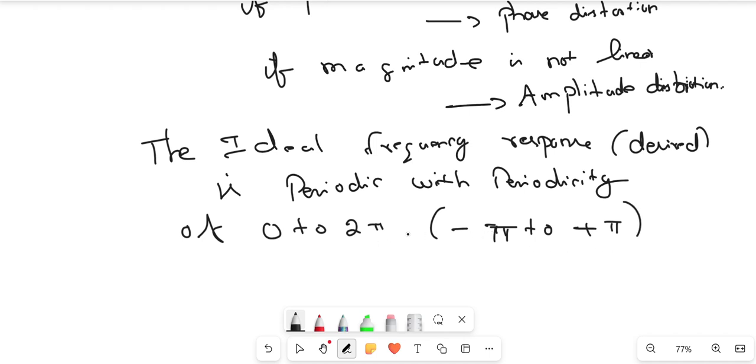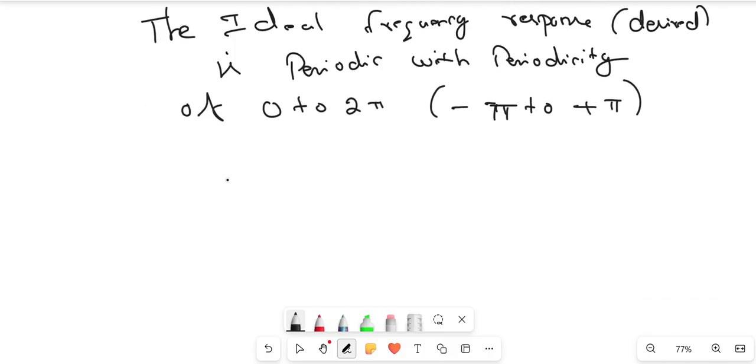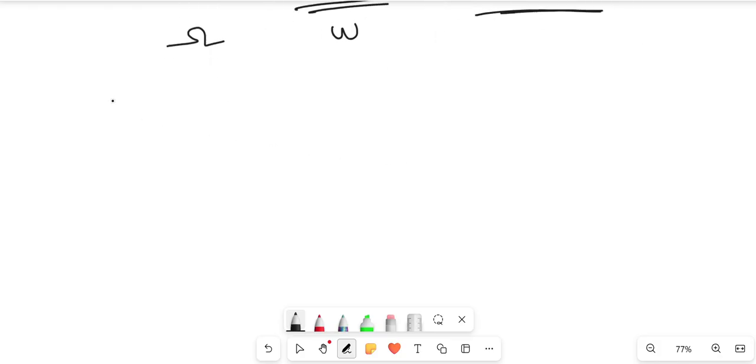So you can map the analog frequency omega to a digital frequency omega within the range 0 to 2 pi, or minus pi to plus pi. Now we will see the ideal characteristics of the low pass filter. First we will discuss the low pass filter.